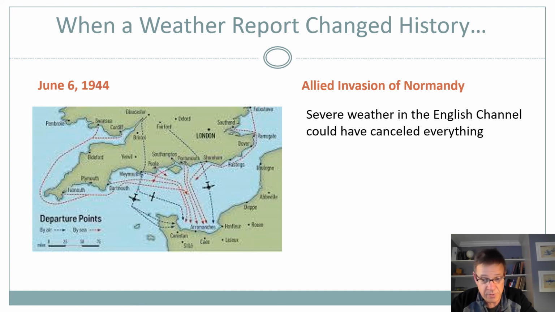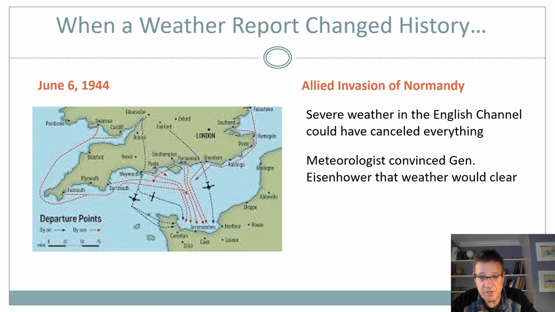Now, the problem with getting troops across in that situation is that you have to get them in at certain tides, and so as a result, you have what's called a window that you can use to get your troops across. And if the weather created too long of a delay, they would have had to put off an entire month to be able to get them ashore, and that was causing them serious problems. So one British meteorologist went through his information and convinced General Eisenhower that the weather was actually going to clear enough to get the troops ashore.